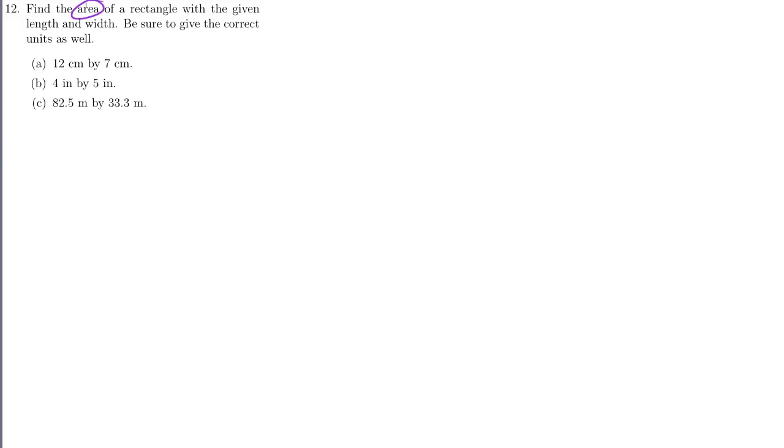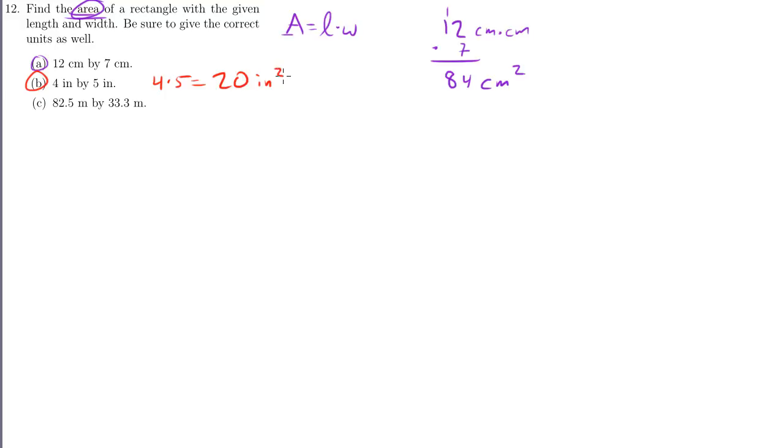The area of a rectangle is equal to the length times the width. So for A, that's going to be 12 times 7, 84 centimeters times centimeters, squared, because we're talking about an area. It's going to be centimeters squared. So for B, we're going to have 4 times 5 equal to 20 inches squared.